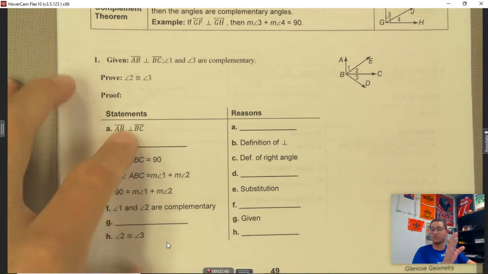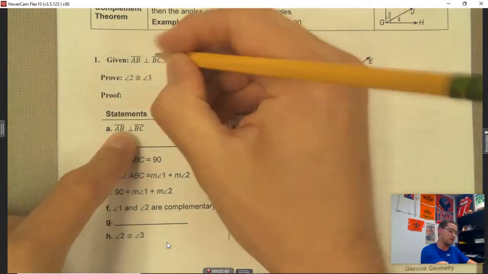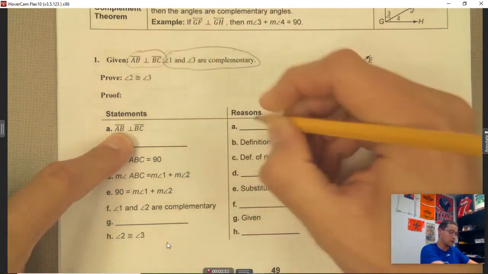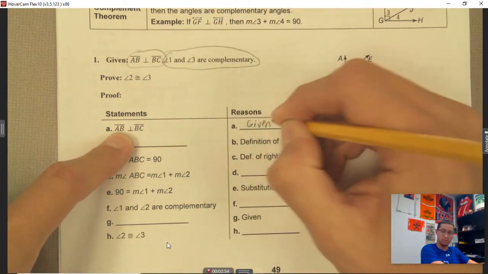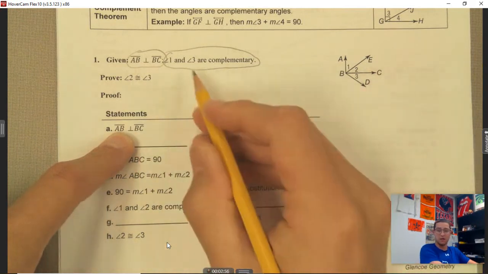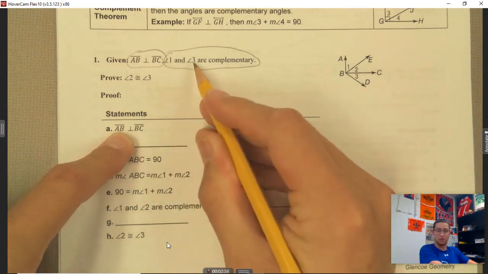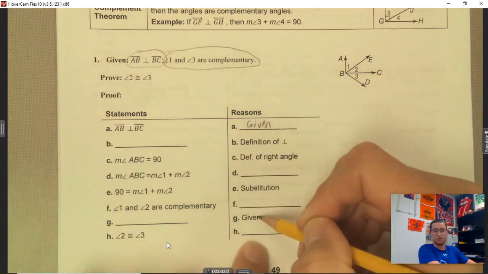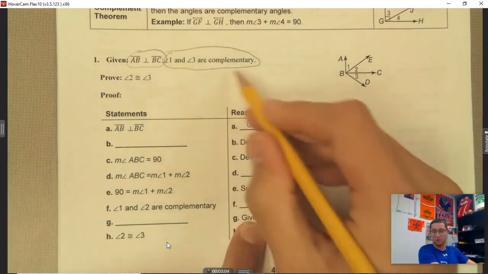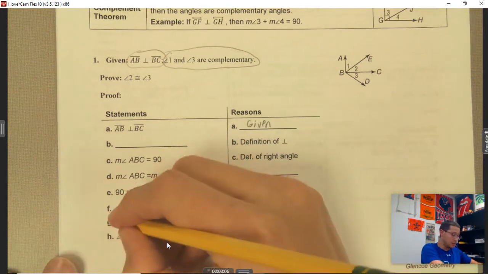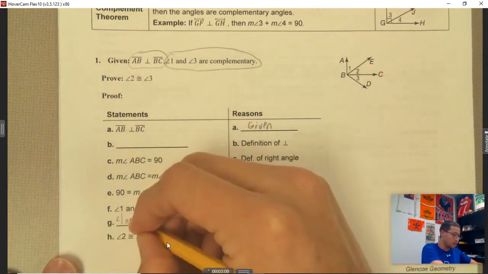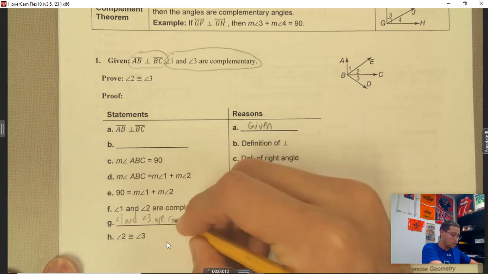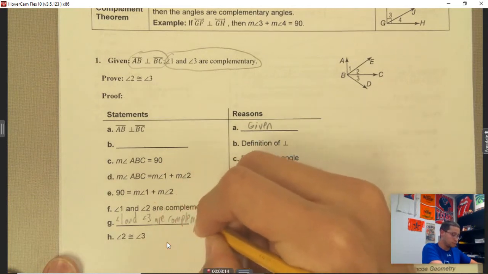I haven't even looked at the proof yet. We know we're going to write "given" because that is one of our statements. There it is, given: angle 1 and angle 3 are complementary. I know I'm going to have that at some point. And here's my other given. For whatever reason it's at the very end, but I'll go ahead and write it: angle 1 and angle 3 are complementary.